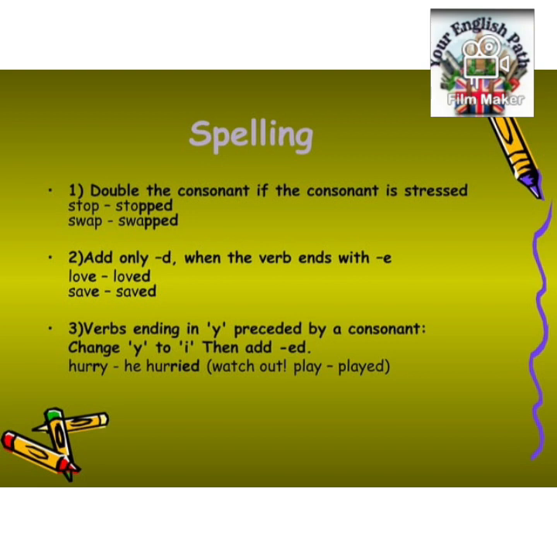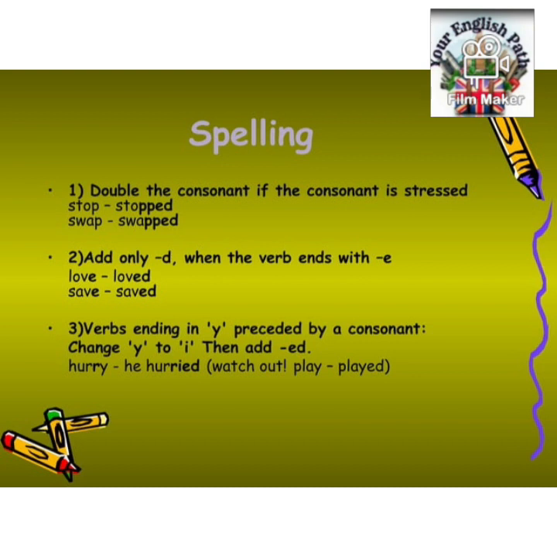So let's move to spelling. سننتقل إلى الكتابة. Number 1. Double the consonant if the consonant is stressed. For example, stop, stopped, swap, swapped. Number 2. Add only D when the verb ends with E. For example, love, loved, save, saved.